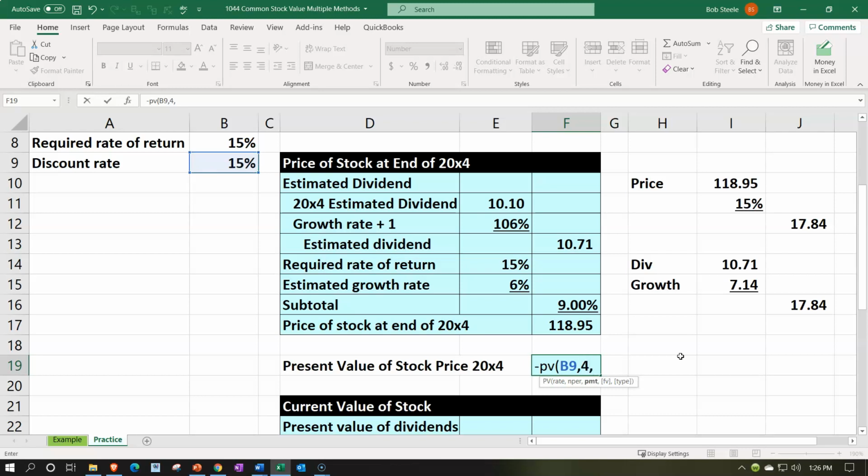And then comma, the payment, comma, no payment because we're looking at present value of 1. And then we're picking up that 118.95, the price. That's going to be the 68.01.